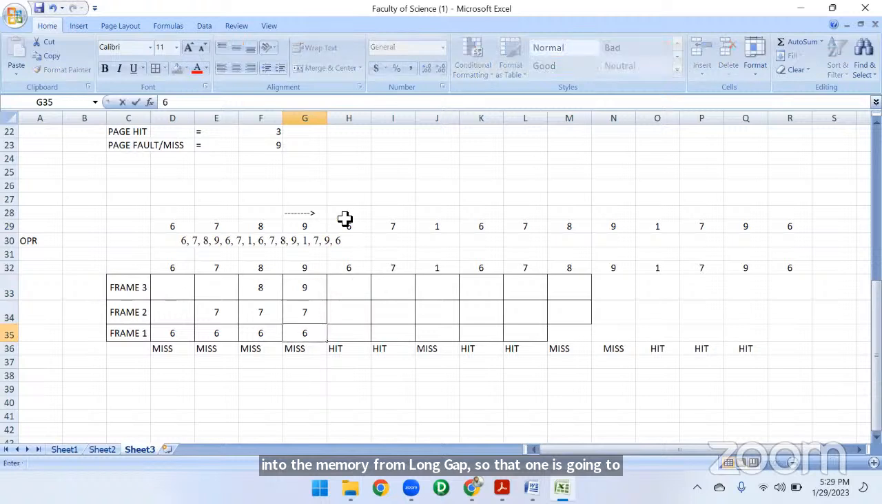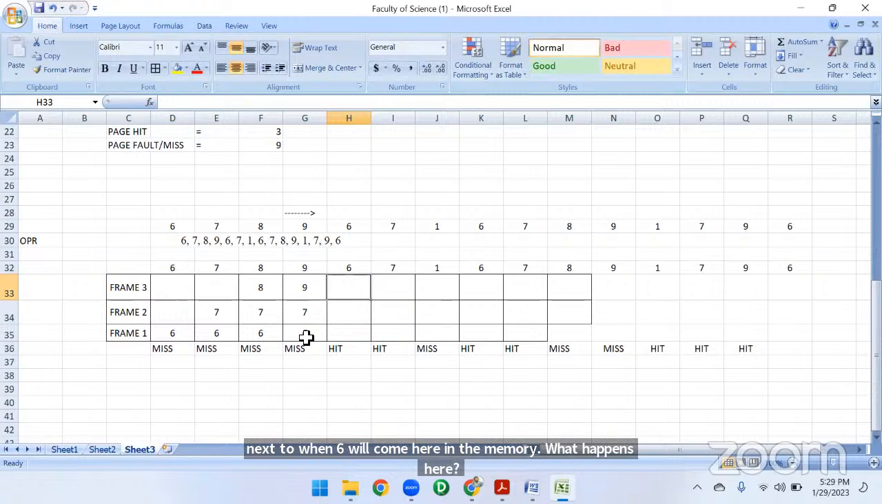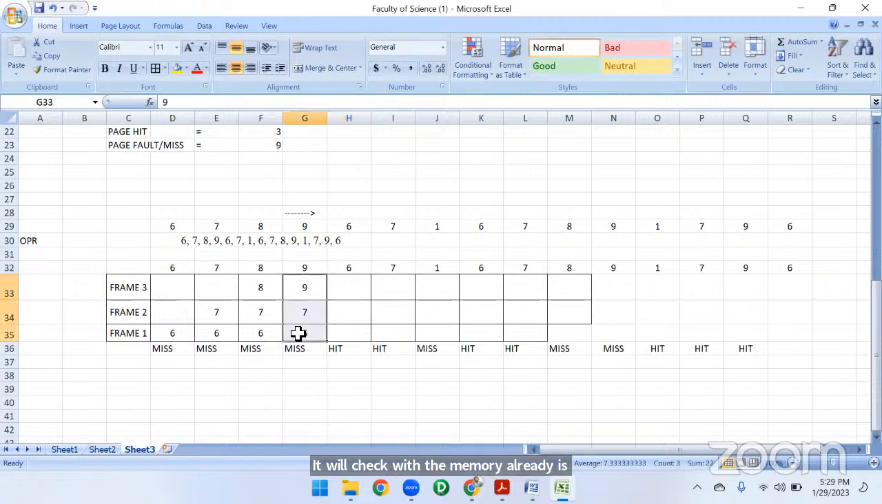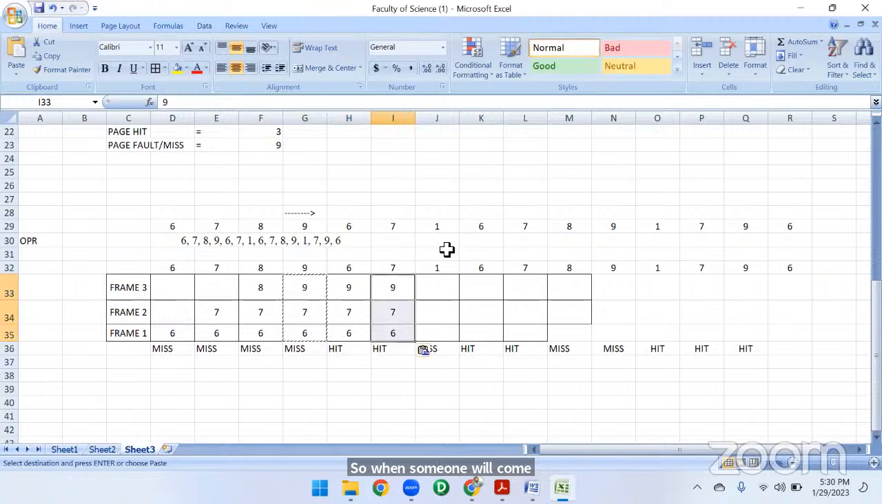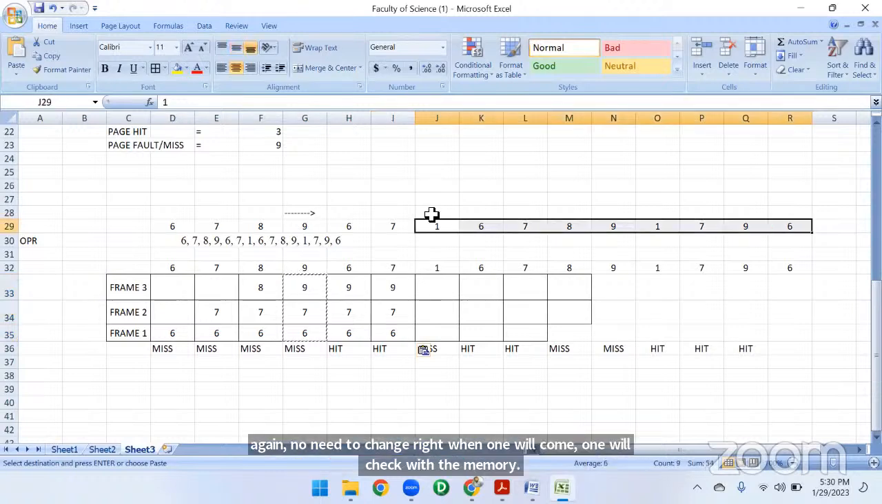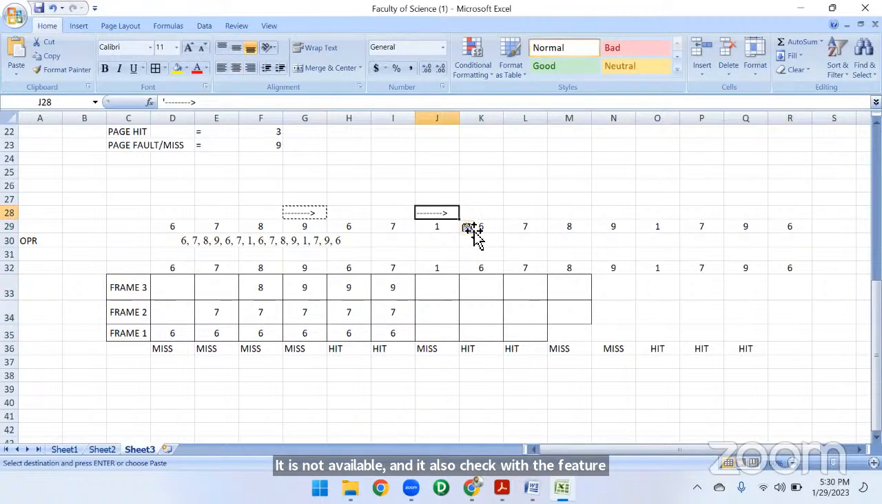Next, when 6 comes into the memory, it checks whether it is already available. It is, so there is no need to replace anything, and it counts as a hit. When 7 comes, 7 is also available, so again no need to change. When 1 comes, it checks the memory, it is not available, so it also checks the future pages.